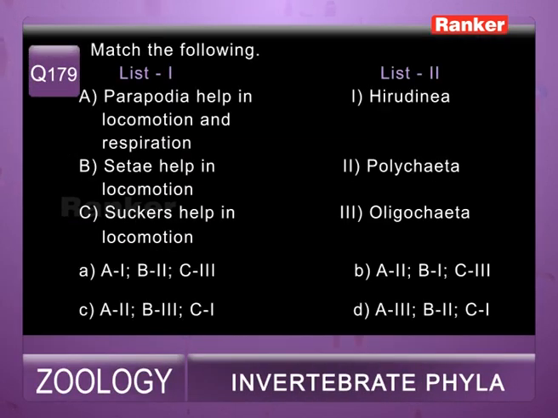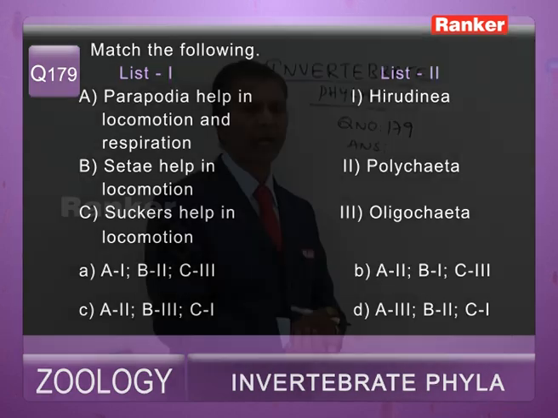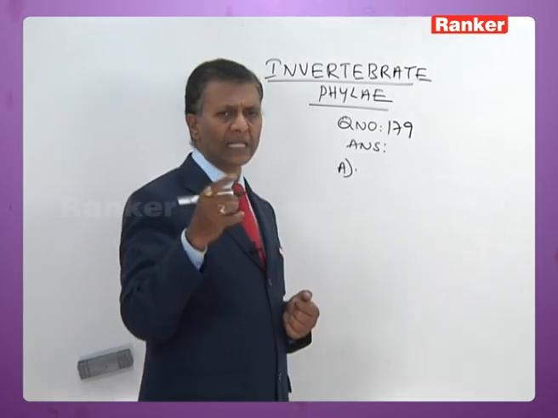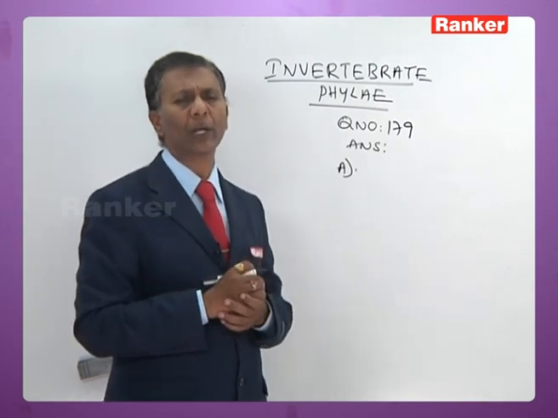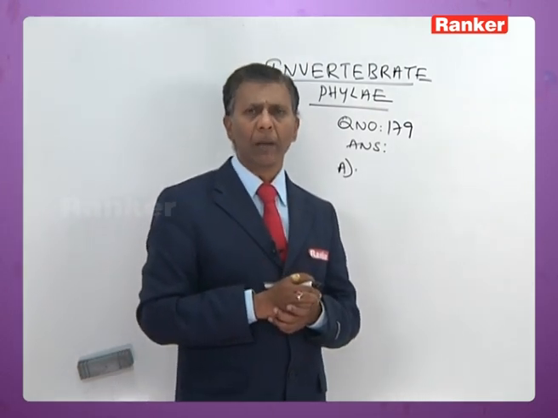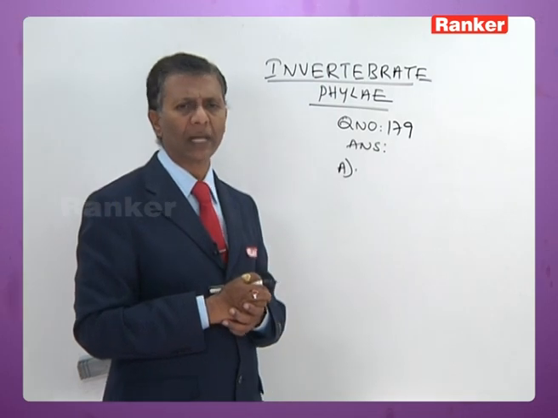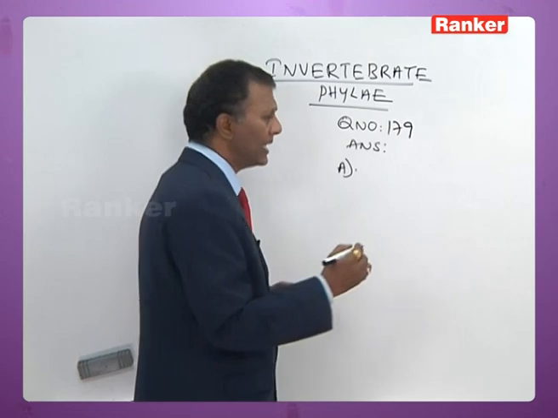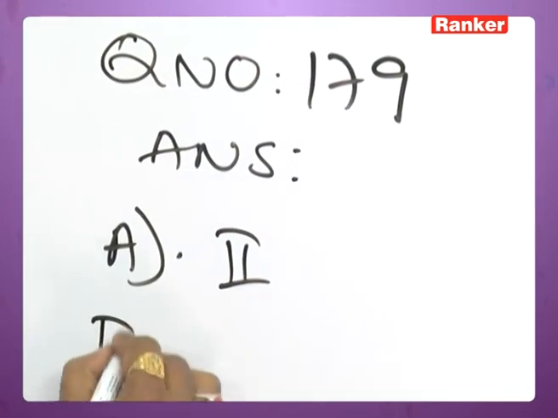179th question, match the following. List 1 A. Parapodia help in locomotion and respiration. B. Setae help in locomotion. C. Suckers help in locomotion. List 2, 1 Hirudinea, 2 Polychaeta, 3 Oligochaeta. Now under list 1, if you take A, it says parapodia help. The parapodia are the locomotory organs in polychaeta. Besides locomotion, they also help in respiration. So obviously the answer for A is polychaeta, that is second option is correct.